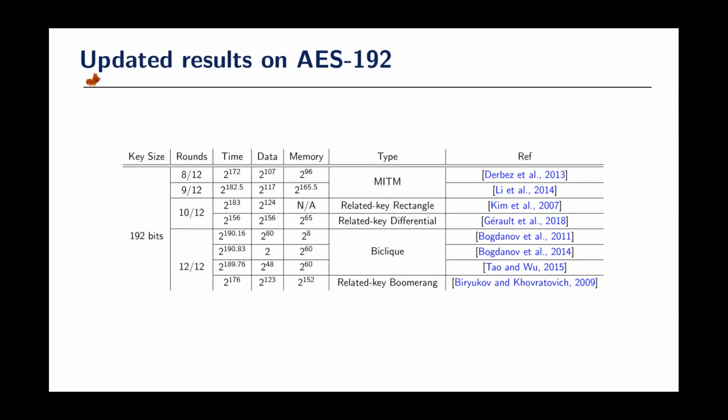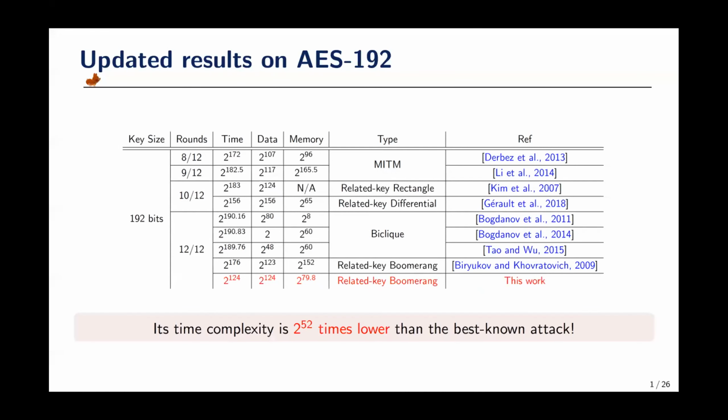As you can see here, this table summarizes existing attacks against AES-192. Note that Biclique is not really an attack; it just improves the exhaustive search with a complete loop on the key space. The current best time complexity for an attack on the full round is 2^176, for a related-key boomerang of Biryukov and Khovratovich. And in this work, we found a new related-key boomerang attack. Its time complexity is 2^52 times lower than the best-known attack.